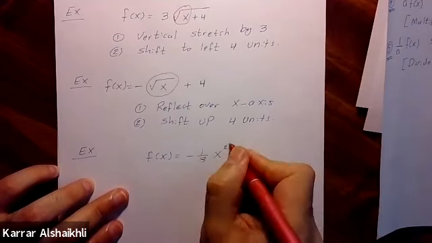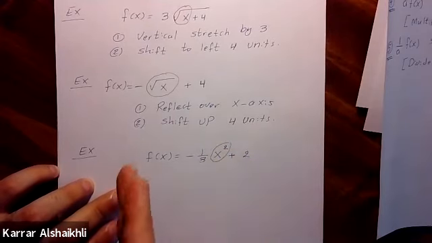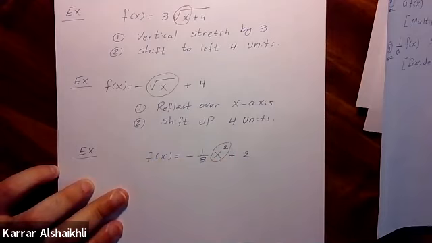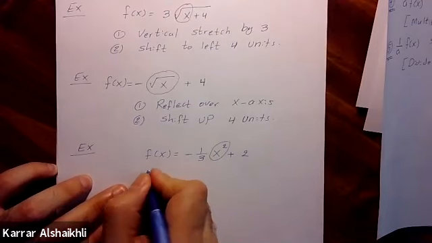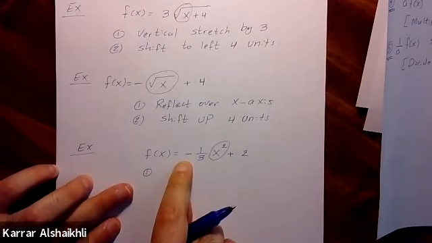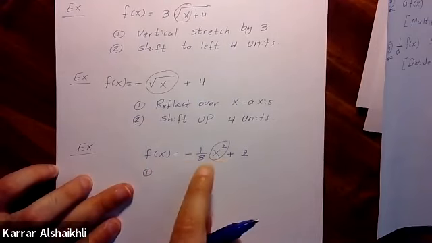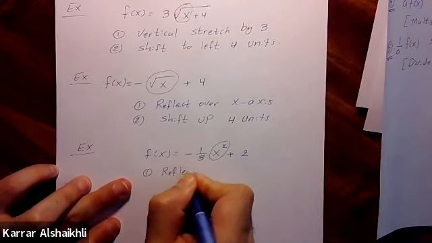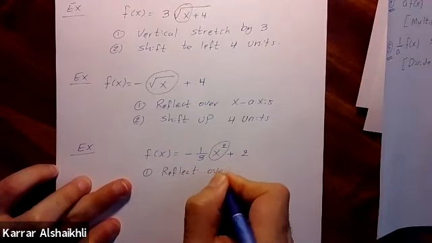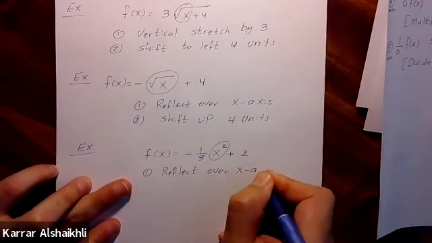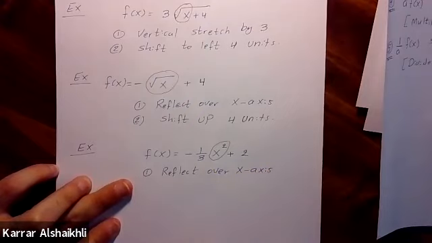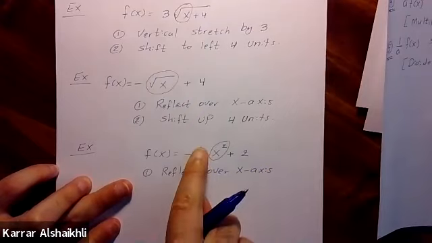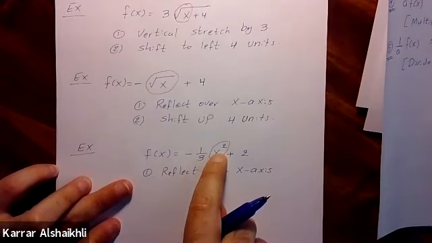Write down the techniques. So the first thing, I'm going to locate the parent function. So here's the parent function. Always I'm going to start from the left to the right to write down the techniques, so I'm not going to forget one of these techniques. The first technique, I have negative outside the parent function. That means this is a reflect over x-axis. The second technique, I have 1/3 outside the parent function, which is exactly like here.